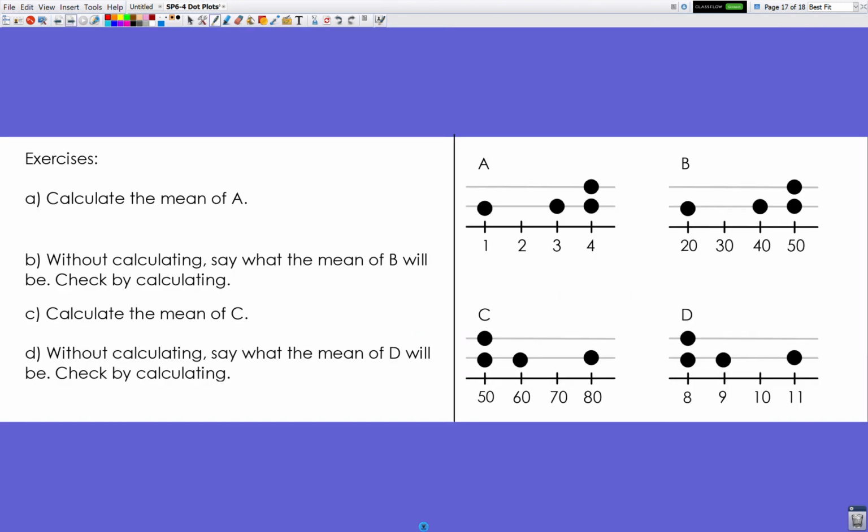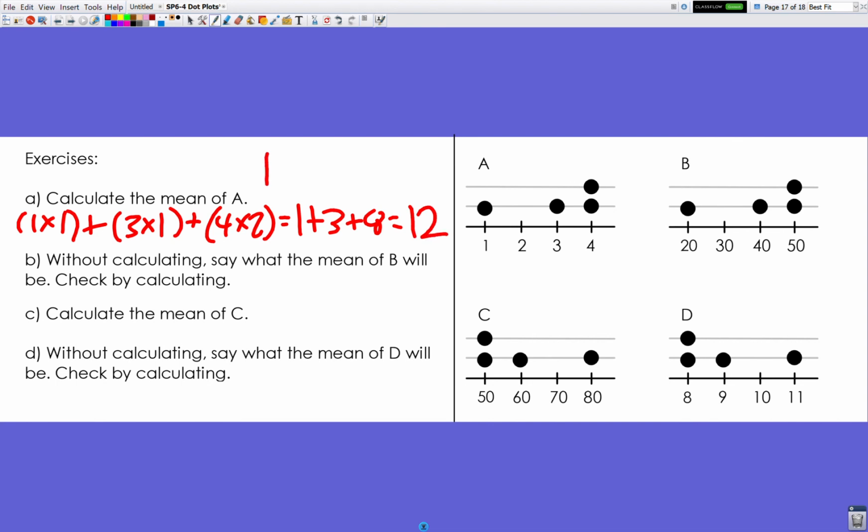So now let's actually calculate the mean of A. So this is 1 times 1 plus 3 times 1 plus 4 times 2. So 1 plus 3 plus 8. 1 plus 3 is 4, plus 8 is 12. Now let's take that total 12 and divide it by our data points. We have 1, 2, 3, 4. So our mean is 3. This right here is my mean.